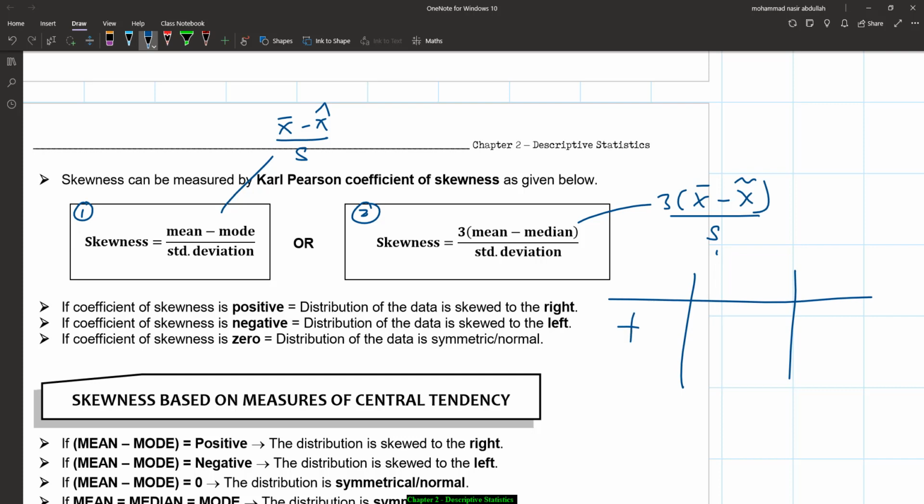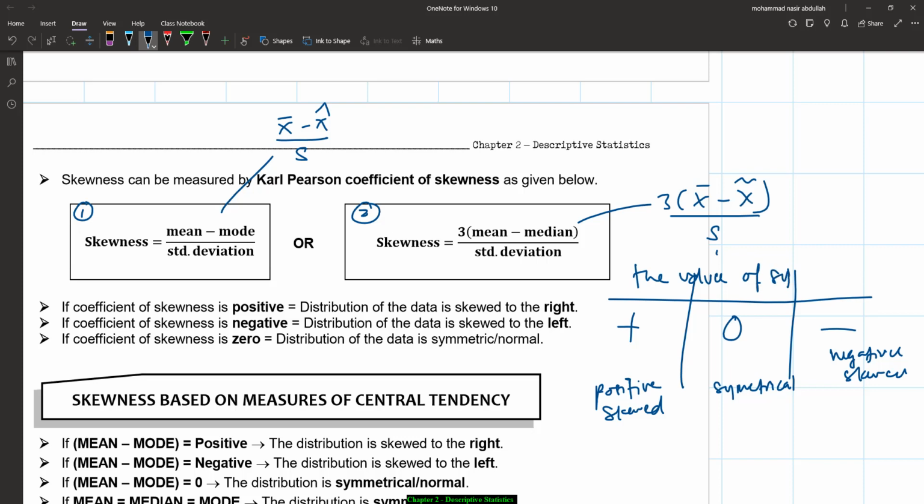So this is a positive, 0, negative. This is a positive skewed. This is a symmetrical. And this is negative skewed. So the value of skewness, right? Okay.